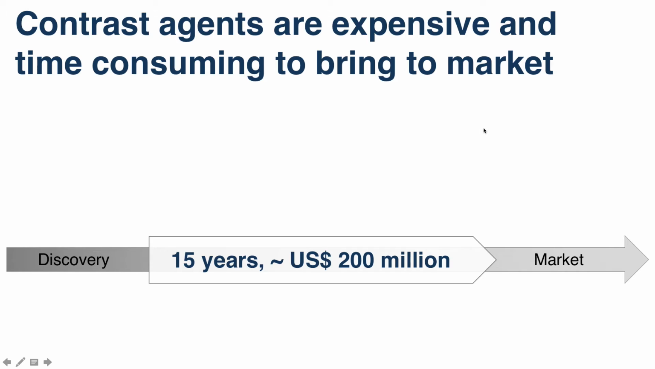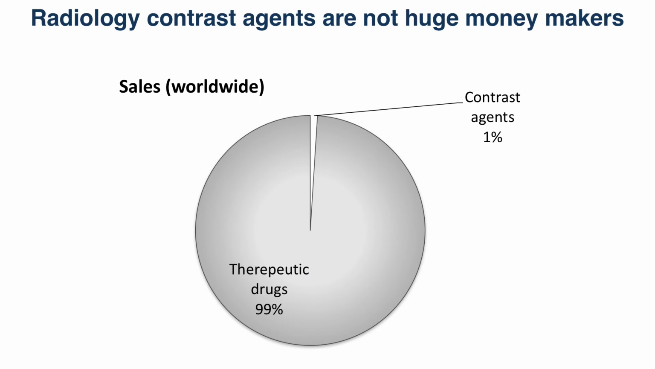Something else to keep in mind. It takes about 15 years and $200 million to bring a contrast agent from discovery to the market. Pretty expensive. And here's something else to think about. If you look at worldwide sales of drugs, contrast agents are 1%, therapeutic drugs 99%.